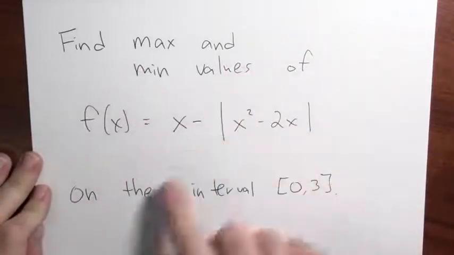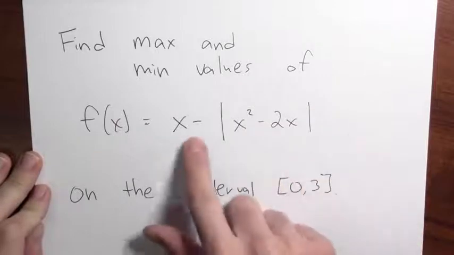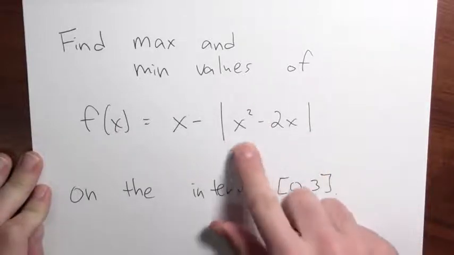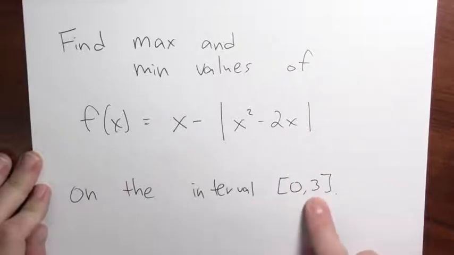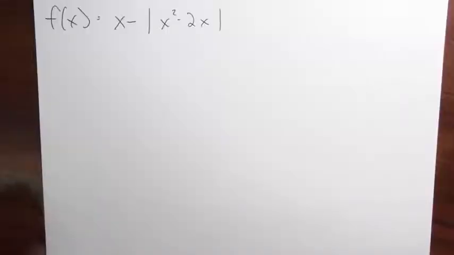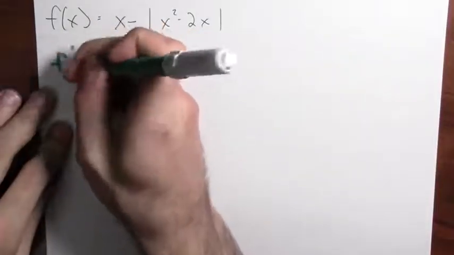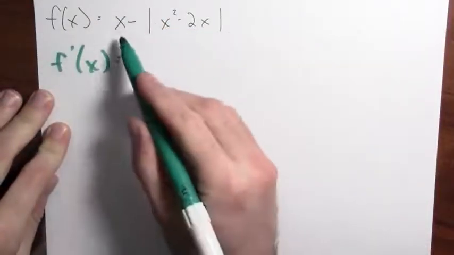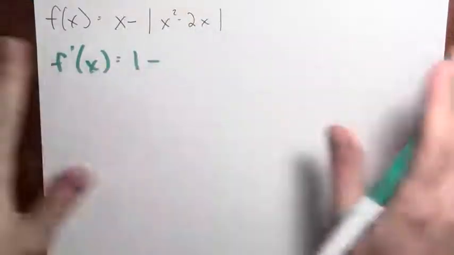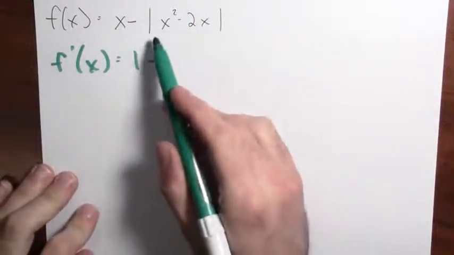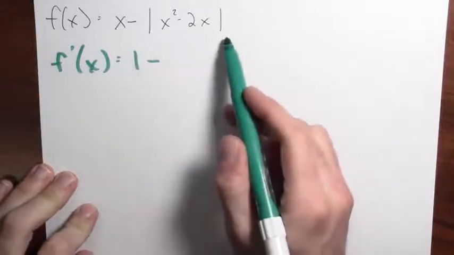Find maximum and minimum values of this function, x minus the absolute value of x squared minus 2x, on the interval between 0 and 3. Well, how do I proceed? Let's differentiate. F prime is, well, the derivative of x is 1 minus the derivative. Okay, whoa, wait, what am I going to do about differentiating this absolute value?